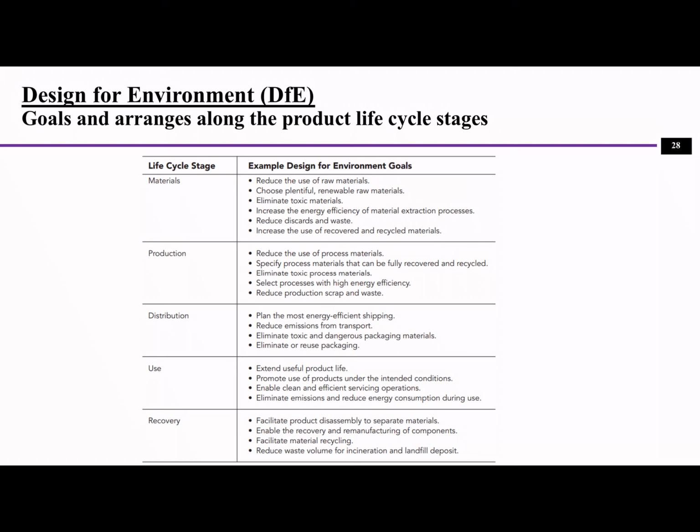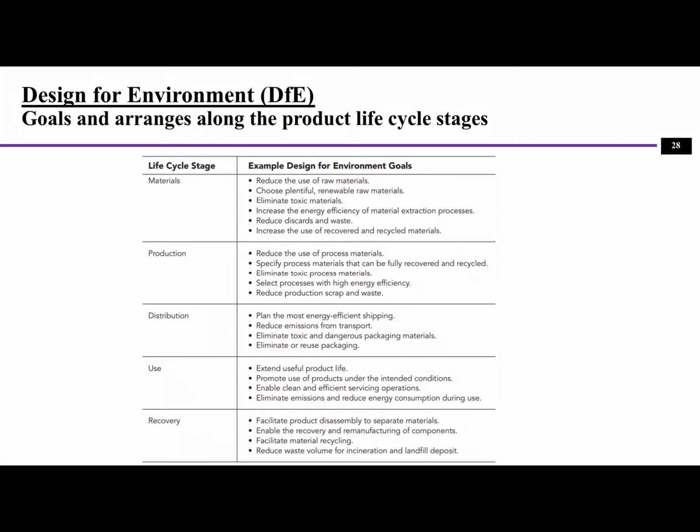And the use stage, we can extend useful product life, and secondhand use of products. Promote the use of product under the intended conditions to make sure it's always maintained in good quality or extend its life. And enable clean and efficient servicing operations, and also eliminate emissions and reduce energy consumption during use. For example, the cars, right? The air conditioners, fridge, all these energy-consuming products.